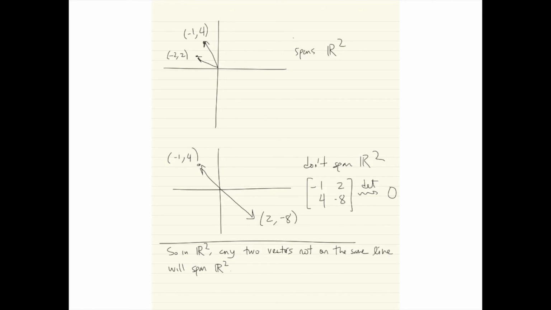What's an example of two vectors that don't span R2? Well, two vectors that point in the same or exactly opposite directions. So -1, 4 and 2, -8. I took this vector and multiplied by the scalar -2. So this became 2, this became -8. And these vectors don't span. When you throw them into a determinant, you get a determinant of 0. And so in general, in R2, any two vectors that are not on the same line will span R2.